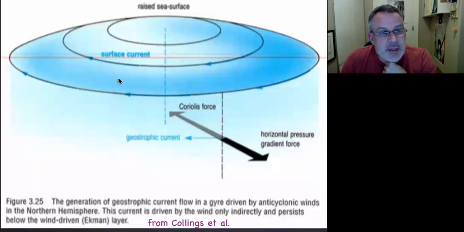And this is kind of the 3D visualization of what's going on from Collings, where there's the horizontal pressure gradient force in balance with the Coriolis force, which means that the geostrophic current is going like this. And if you look up to the surface, here's the flow rotating around and around the elevated sea surface height anomaly in the middle.